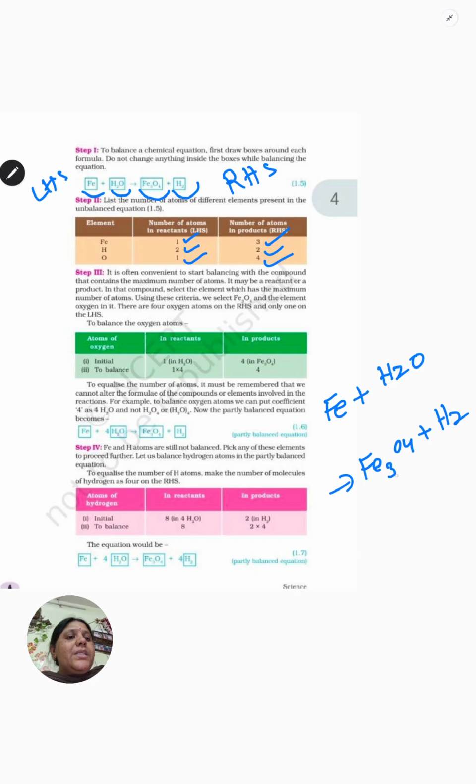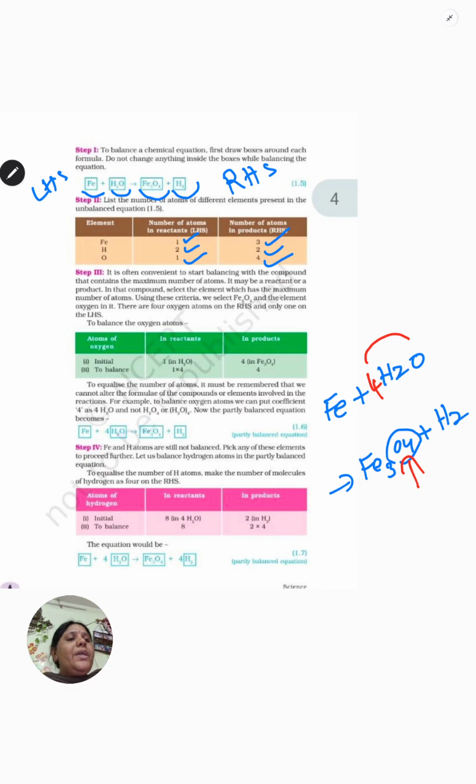Here oxygen is 4, so we multiply H2O by 4 on the LHS. Now how many atoms of oxygen here? 4. And how many atoms here? 4. So the first step is completed. Our first equation is Fe plus 4H2O gives rise to Fe3O4 plus H2, right?